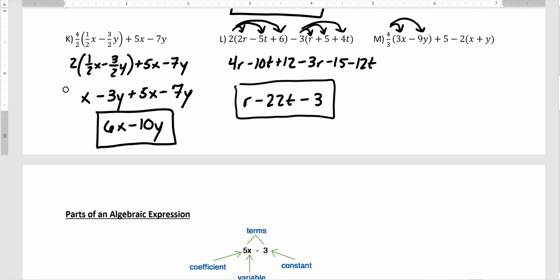That's alright. So, distributing 4/3. So 4/3 times 3.